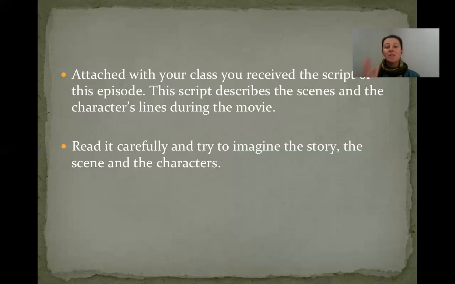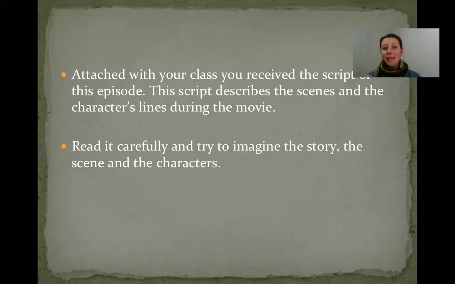Agora é a parte que vocês pausam, leiam o script que está em anexo, tentem entender, tentem imaginar o que está acontecendo na cena. Se for necessário, leiam 2 vezes, no problems. Lembra que agora nós não estamos preocupados com o tempo, ok? Vocês vão chegar na fase de ter que ler rápido. Agora a gente não está preocupado com isso.